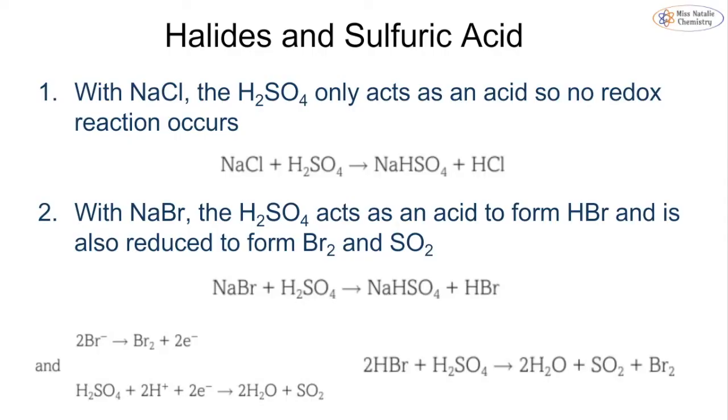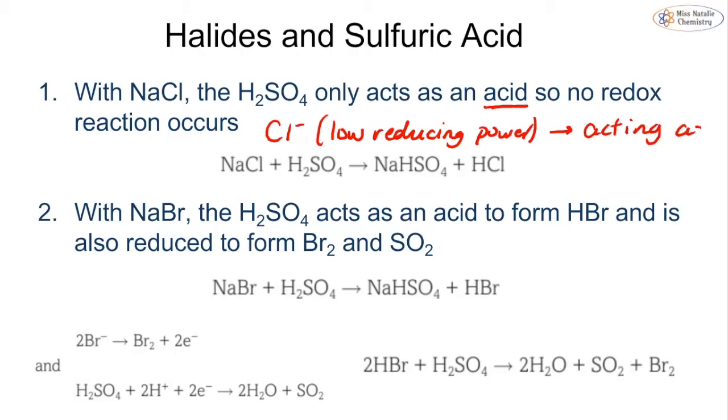So let's break each of these down into a little bit more detail. So when we react the sodium chloride with the sulfuric acid, here the acid is only acting as an acid, so we don't get any redox reaction occurring. Actually, the chloride, because it has a low reducing power, here it's not even using its reducing power, it is actually acting as a base. And we get the formation of the NaHSO4 and our hydrogen chloride. And remember, the hydrogen chloride is what's going to give us our misty fumes.